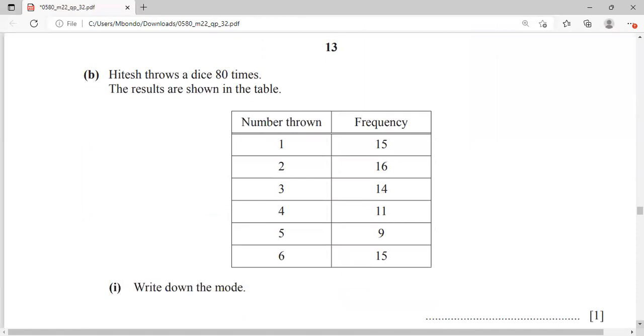Okay. So we have part B. A person throws a dice 80 times. The results are shown in the frequency table. Write down the mode. The mode, so we look at the highest frequency here. Which one is the highest frequency? The highest frequency is 16. So the mode is going to be this number that appears on this side, 3, 2, that appeared more times than any other.